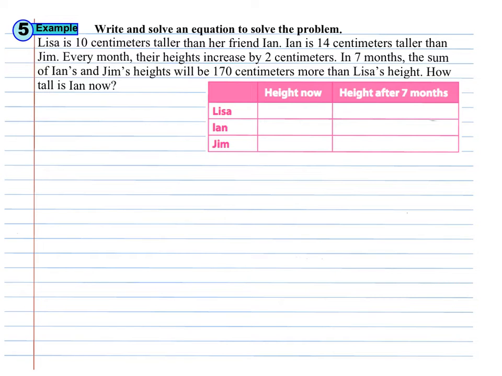For our last one, it says, Lisa is 10 centimeters taller than her friend Ian.